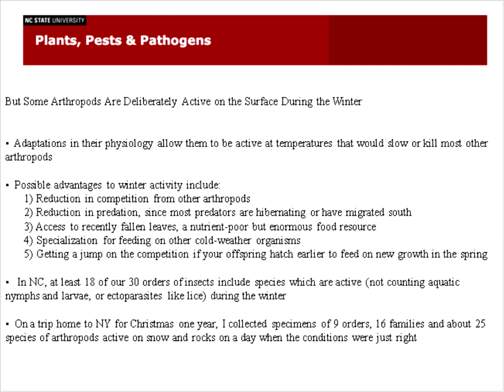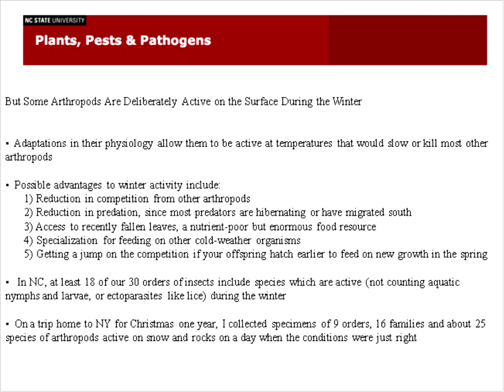Five, emerging as an adult in the late winter to lay your eggs so that your hatching larvae get a jump on the competition. And the sooner they hatch out in the early spring, the sooner they get the feeding. And in the first one of these plant pests and pathogens talks we did this year, I talked some about the eastern tent caterpillar, which lays its eggs on the stems, and how the larvae will start to hatch out as early as late February or early March around the Raleigh area, say.